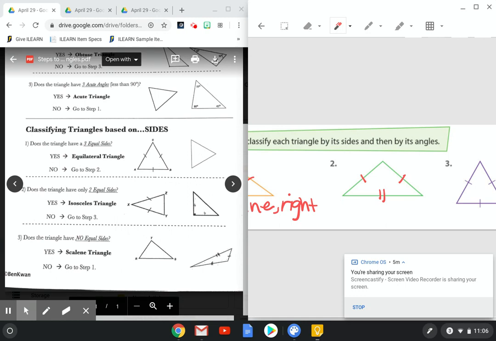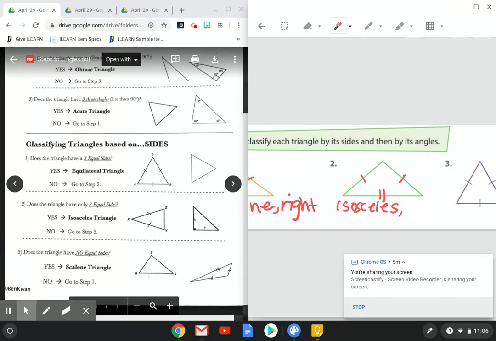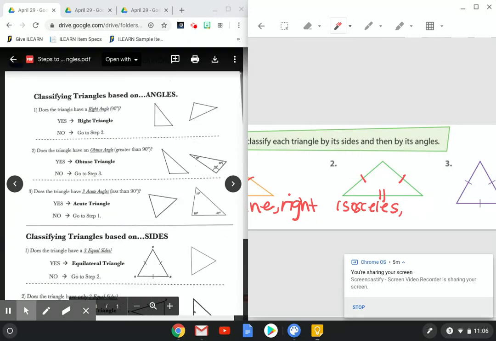Does the triangle have only 2 equal sides? Yes, it does. So if I answer yes, then that is an isosceles triangle. All right, so I don't need to go on to step number 3. I already determined it is isosceles. I always spell isosceles wrong. I skipped an S. There we go. Isosceles. All right, now we're going to classify by angles.